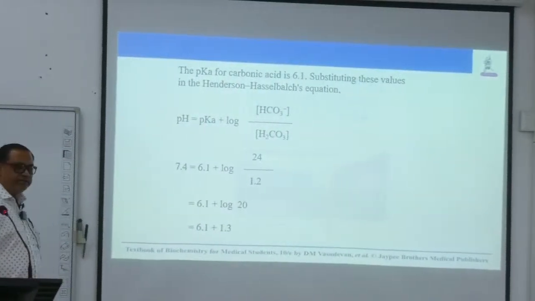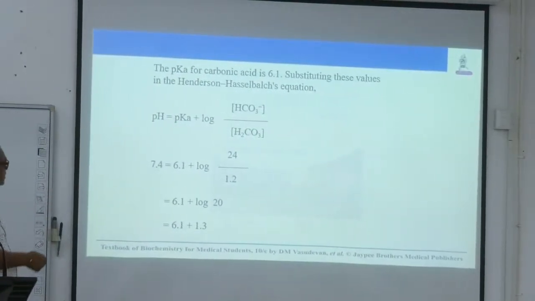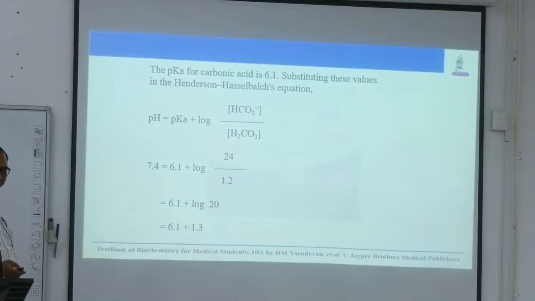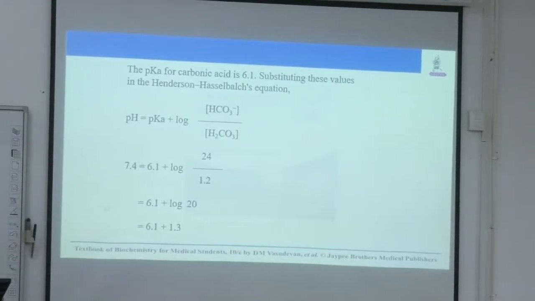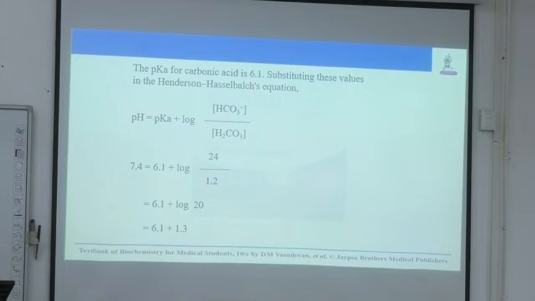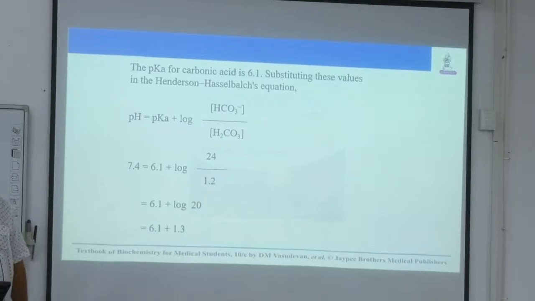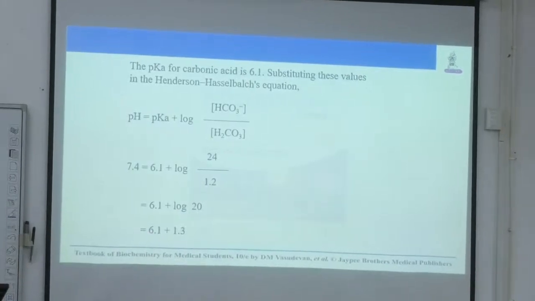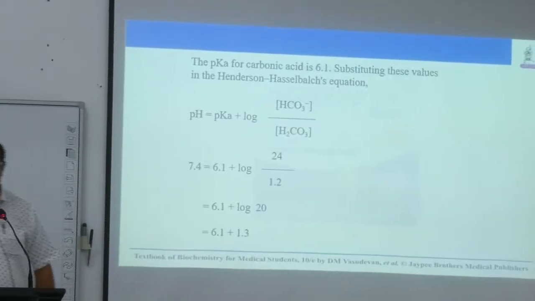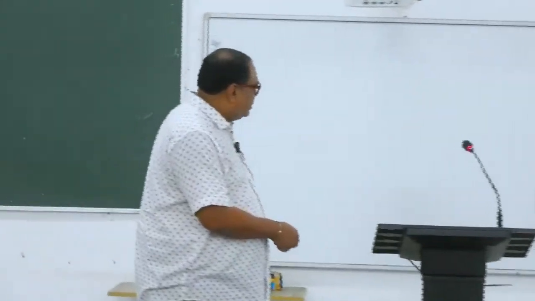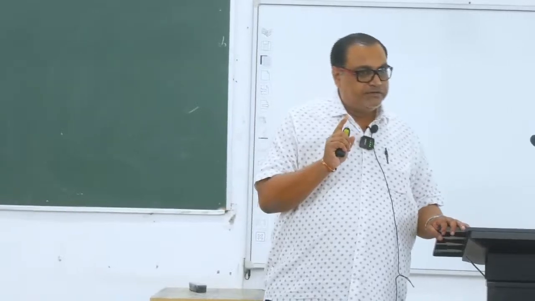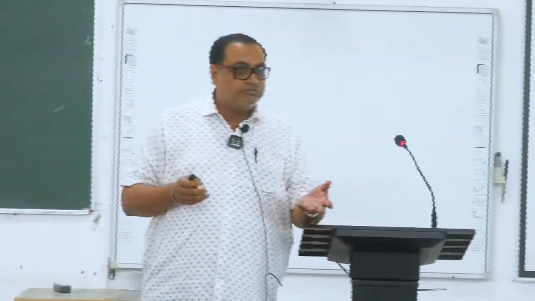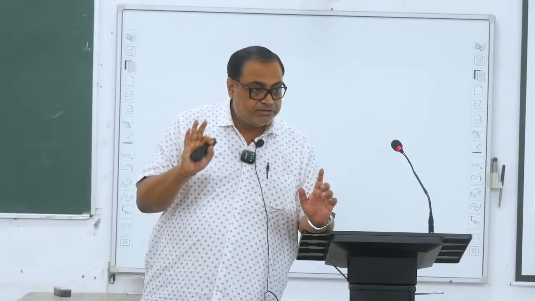Can we change the pKa? No. Can we change the log? No. Then what can we change? The values of these two. Correct? And if the ratio changes, then it will never be 7.4. Whatever the value may be, it must come to 1.3 to make it 7.4. Clear? So values will change. Bicarbonate may go low, CO2 may go high, values will change, but the ratio will remain normal, the same.